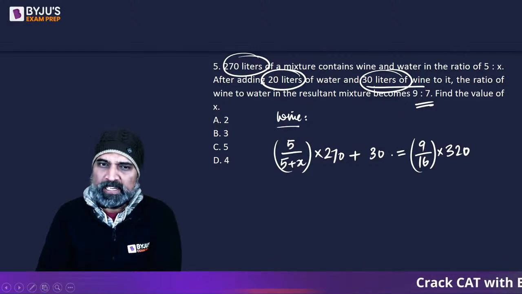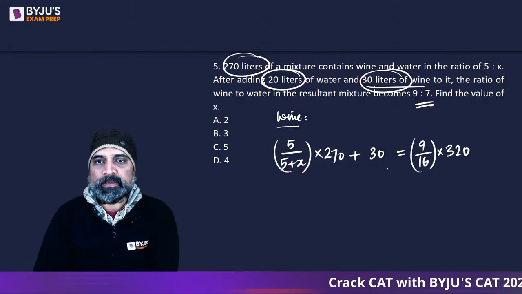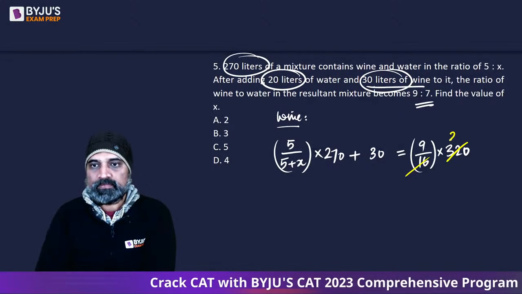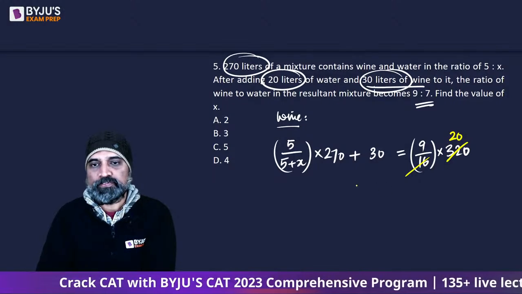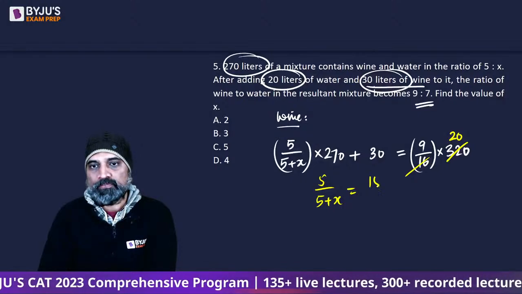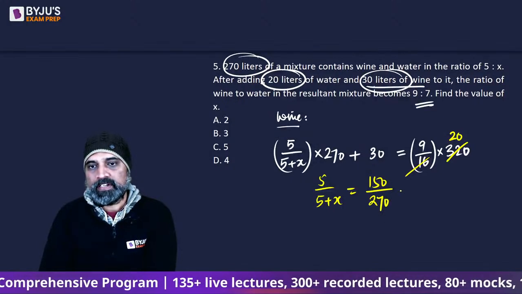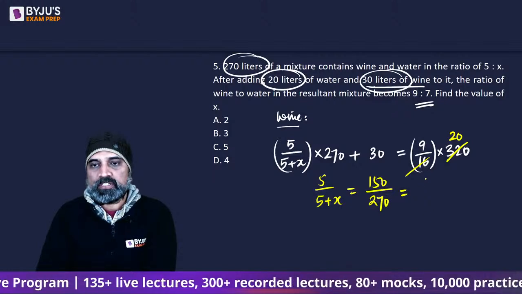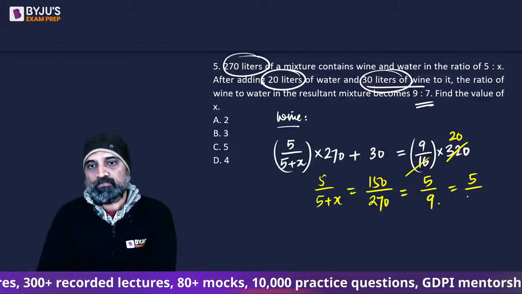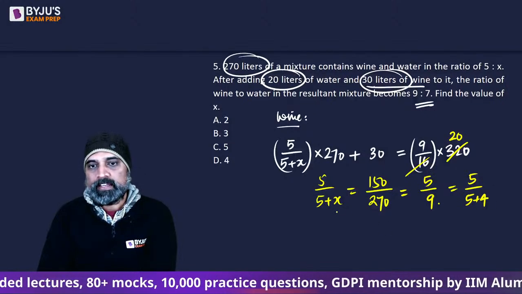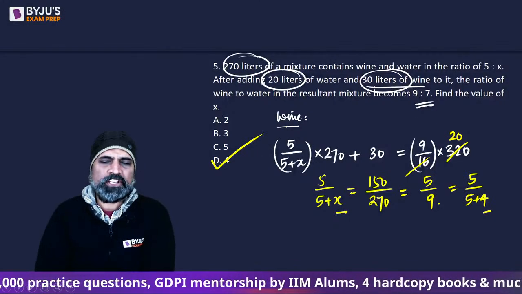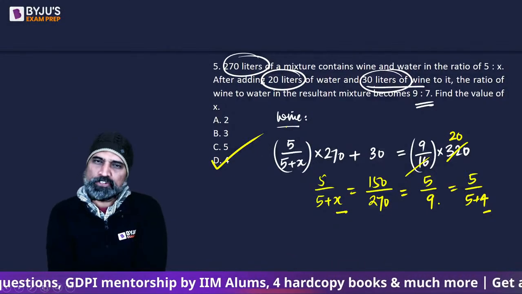There is only one variable x, right? We'll be able to solve it. So this is going to be 20, 180, 150. So 5 by 5 plus x is going to be 150 by 270. So this is going to be 5 by 9, which can be written as 5 by 5 plus 4. And if we compare, x turns out to be 4. So initially the ratio of wine and water was 5:4.